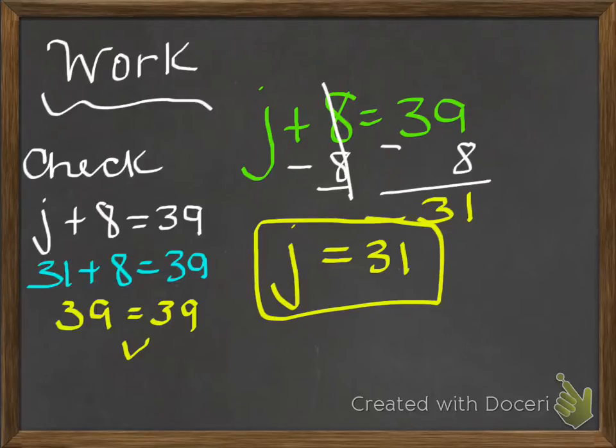All right, so as you can see here, I've checked the work. You want to start with your original problem. That's what I've written in white. Then in turquoise, I have 31 plus 8 equals 39. Remember, I got the 31 from right here, which is my answer. That's why I put it right there where the 31 is. And then 31 plus 8 is in fact 39, so now I know that my answer checks out. And again, the check ties into lesson 7.1.